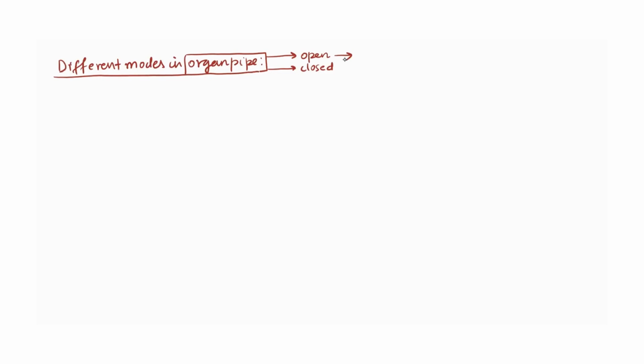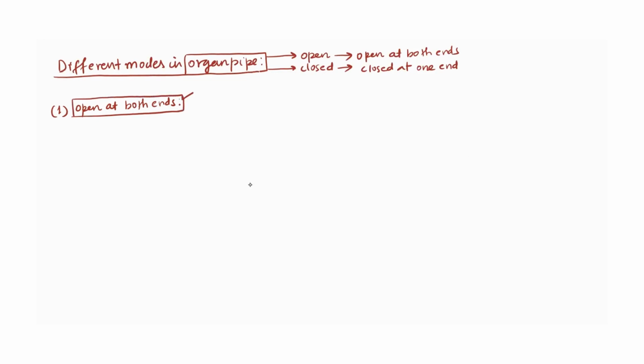organ pipe having both ends open. Okay, so I'm writing over here, open at both ends. Okay, so we have this, and next we consider closed organ pipe, that is closed at one end. Okay, so we have this. Now let us first consider open at both ends. So we want to discuss different modes in this case.